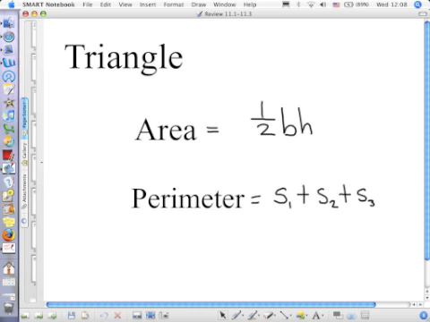Okay, we also have triangles. We have the formula for area of a triangle, which was 1/2 base times height. And then the perimeter of a triangle, just to understand, is you add the 3 sides together. Now you may have specific triangles, like equilateral triangles, where all 3 sides are equal. But this is just a generic perimeter formula for any triangle.